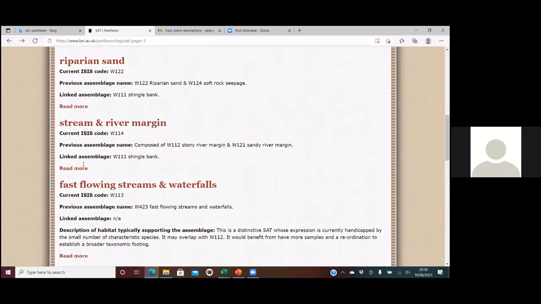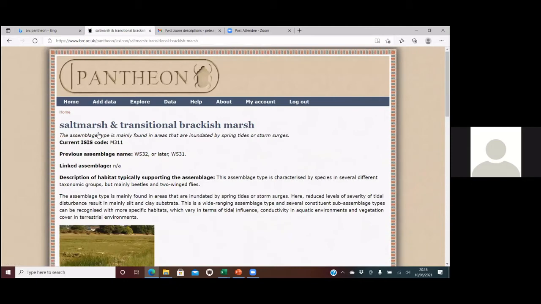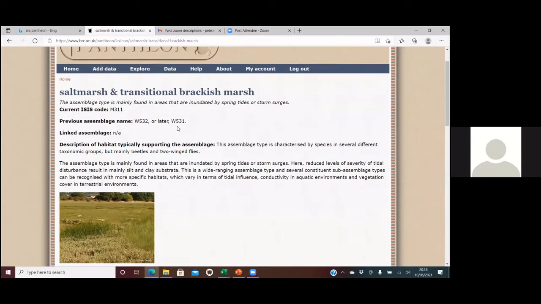And then finally, the salt marsh, so the Morecambe Bay assemblage. Again, it had a previous name. We have W531 in a lot of our Natural England paperwork still, which could be quite confusing, but that needs to be updated. So the assemblage is characterised by species in several different taxonomic groups, but mainly beetles and two-winged flies. Quite a number of the assemblages are quite beetle heavy. So you really do need to have a coleopterist involved in assessing a lot of the assemblages.